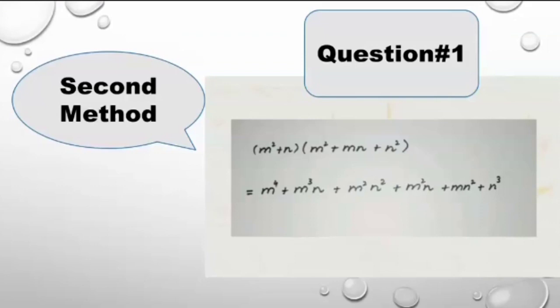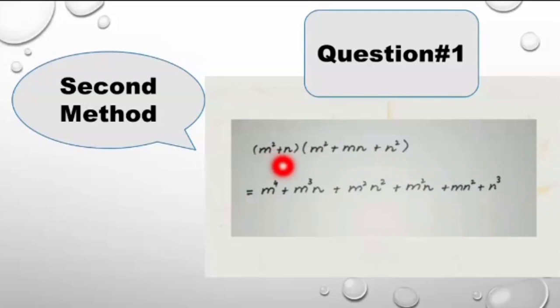Now we will solve this question by the second method. This is the horizontal method. This method you have done in your previous classes. Here we will take the first term of the first expression and then multiply it by each term of the second expression. First take m square multiplied by m square: m raised to power 4. m square multiplied by mn: m cube n. m square multiplied by n square: m square n square.